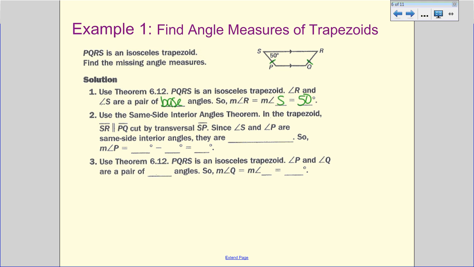If we use the same side interior angle theorem in the trapezoid, we know, because we're cutting parallel lines by a transversal, that these angles are going to be supplements.